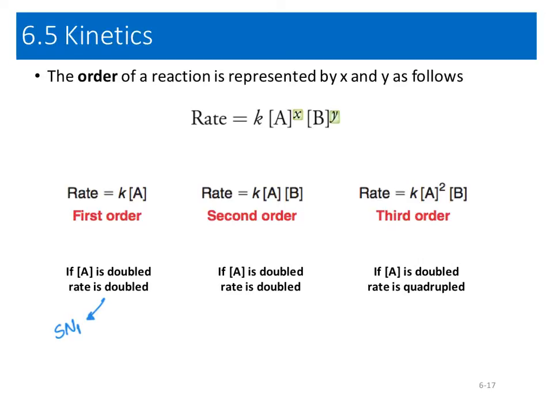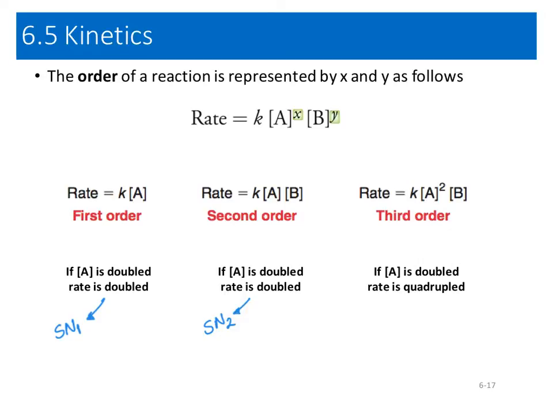Now, in the second order reaction, the rate is dependent on concentration of two of your reactants. So if you double the concentration of A, the rate is doubled, and also if you double the concentration of B, the rate is also doubled. So a good example for this type of reactions is SN2 reactions.